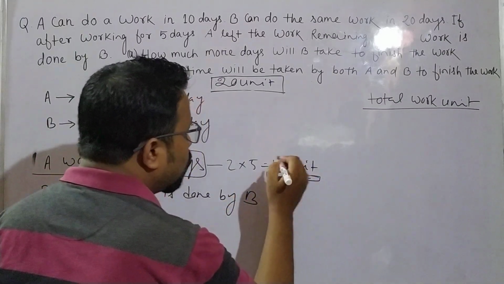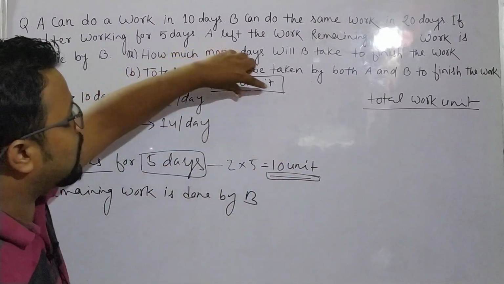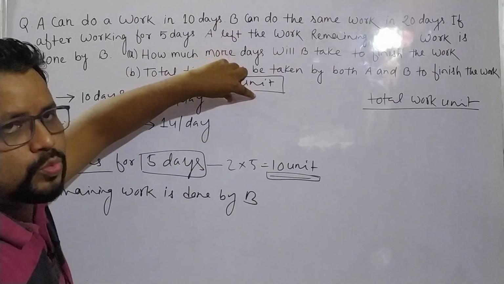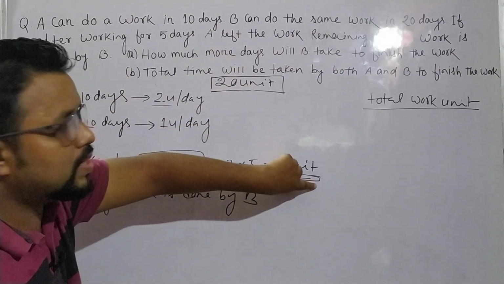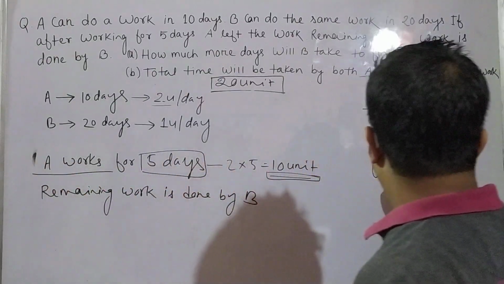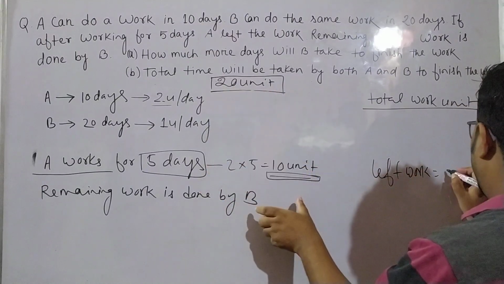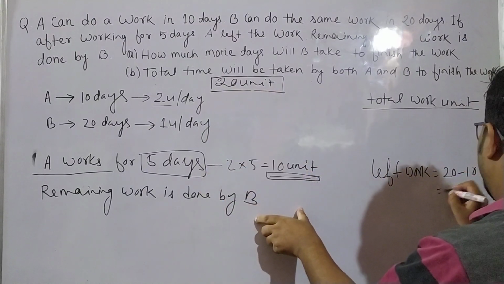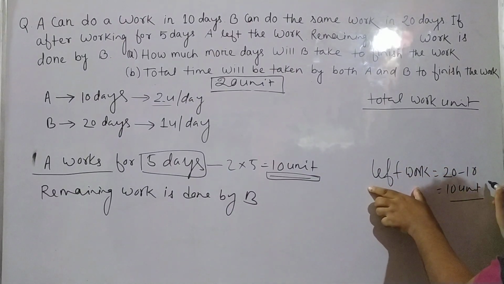So after working 10 unit, how much work is left? Total work is 20 unit. A already did how much unit? 10 unit. So left work is how much? Left work is 20 minus 10 unit. 20 minus 10 is 10 unit. Left work is 10 unit.